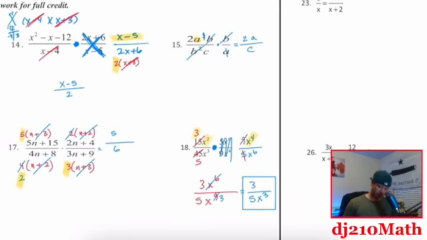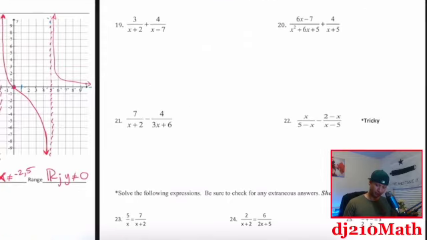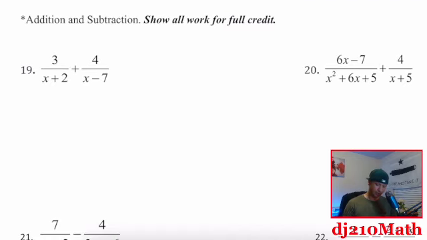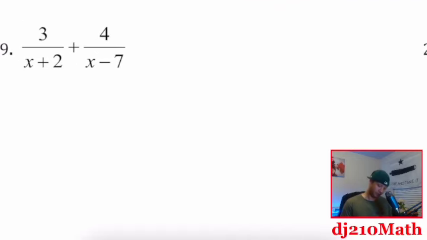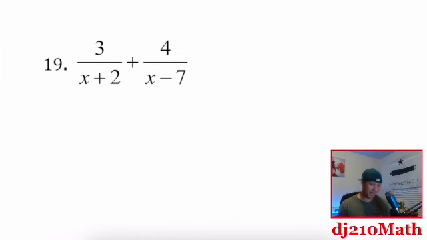Okay, that's it for this page. All right, we're almost done. Got 8 to go. Addition and subtraction. So here we want a common denominator. We want to add these together.